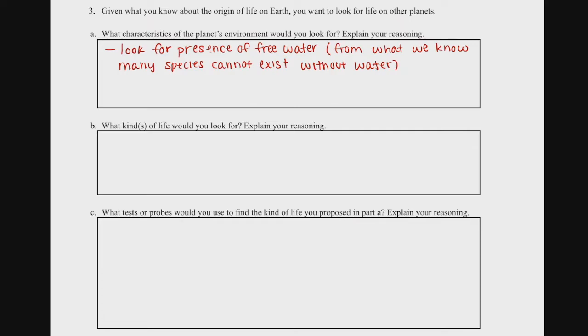The first kind of organism or kinds of life that I would look for are probably similar to those of anaerobic or archaeal species. The reason why we say this is because we know that a lot of archaea are extremophiles, and so they live in very, very extreme environments and can survive harsh conditions that we couldn't imagine to survive ourselves. And so it would be most intuitive to look for an organism that can withstand such harsh conditions.